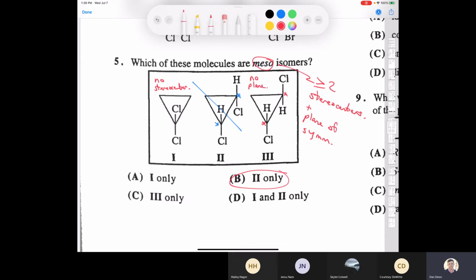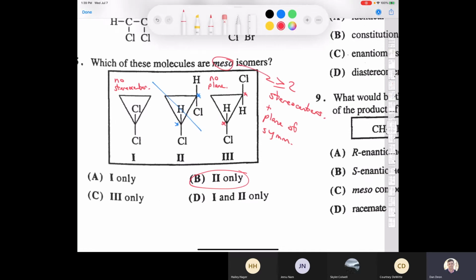And so the answer is only the second one has a couple of stereocenters, but it is an achiral compound because it won't rotate plane polarized light. Okay, let's try question number 9.